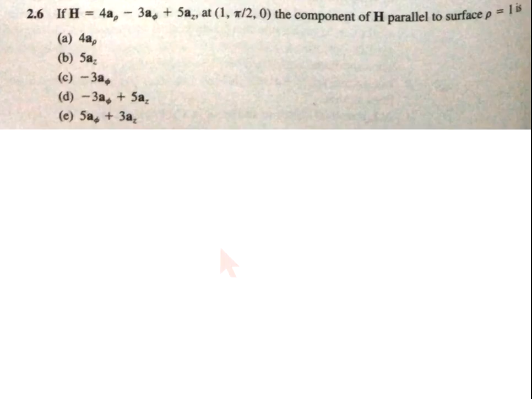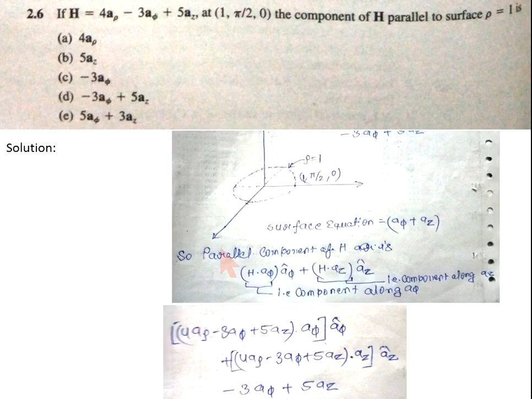Now come to question number 2.6. If H equals 4 a_rho minus 3 a_phi plus 5 a_z at a point 1, pi by 2, 0, the component of H parallel to the surface rho equals 1 is. Option A: 4 a_rho, option B: 5 a_z, option C: minus 3 a_phi plus 5 a_z, and option D: 5 a_phi plus 3 a_z. This is a simple question. Now come to the solution.